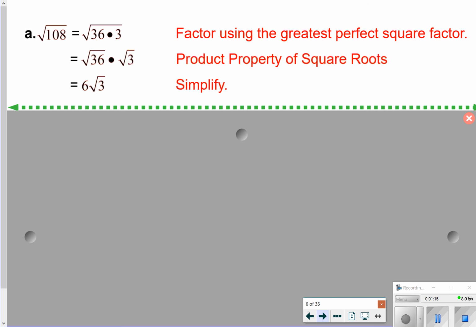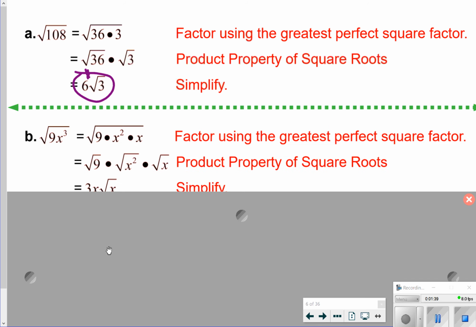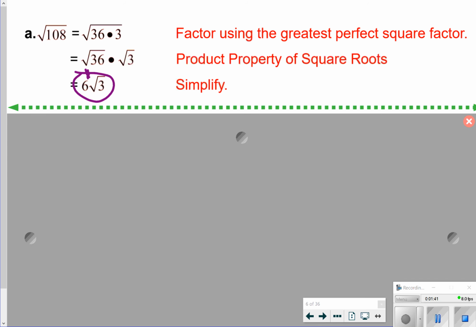Okay, so here's just another example. You're going to factor using the greatest perfect square. The greatest perfect square that can go into 108 is 36. 36 times 3 does give us 108, so that's why I'm breaking up 108 individually to be 36 times 3. And then I can find the square root of 36, which is 6. And then the square root of 3 is not a perfect square, so I just leave that alone. Okay, that would be all we're going to be working on today.